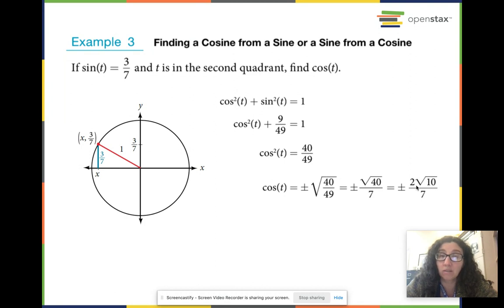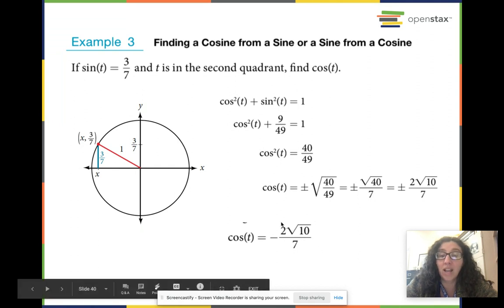Which one is it? Well, you tell me, is the x value of this point positive or negative? It's going to be negative, right? Because the x value is over here. If it was positive, it'd be somewhere over here. This is negative. So we're going to choose the negative 2 times square root of 10 over 7. And that's something else that we'll think about a lot more as we go along. How do we choose positive or negative, depending on which quadrant we're in? Okay, so that's the first time we're thinking about this.